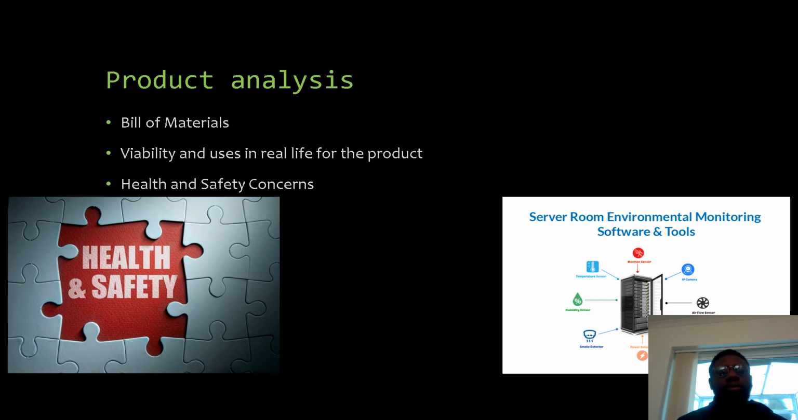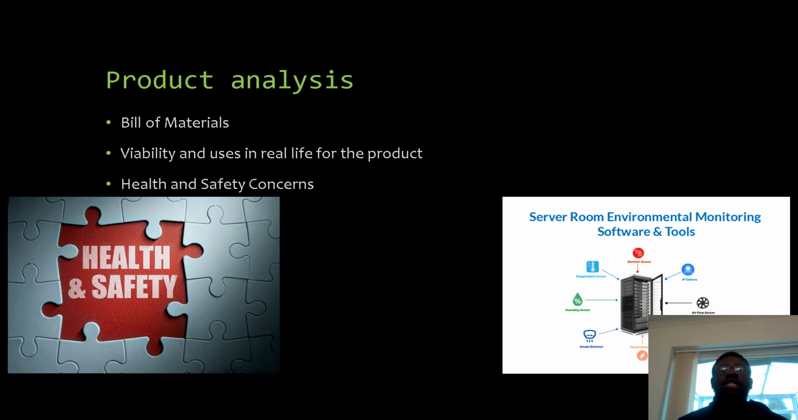So we created a bill of materials, which can be seen in our lab report, which showed the maximum amount of money that we would have needed to make this a viable product, including a few things that are added in there so that we'll be able to make it a viable product which can work in any situation. And the viability and uses in real life: I researched places where this could be very useful, which are server rooms, hospital rooms, and many different places. And I put these in the lab report as well.